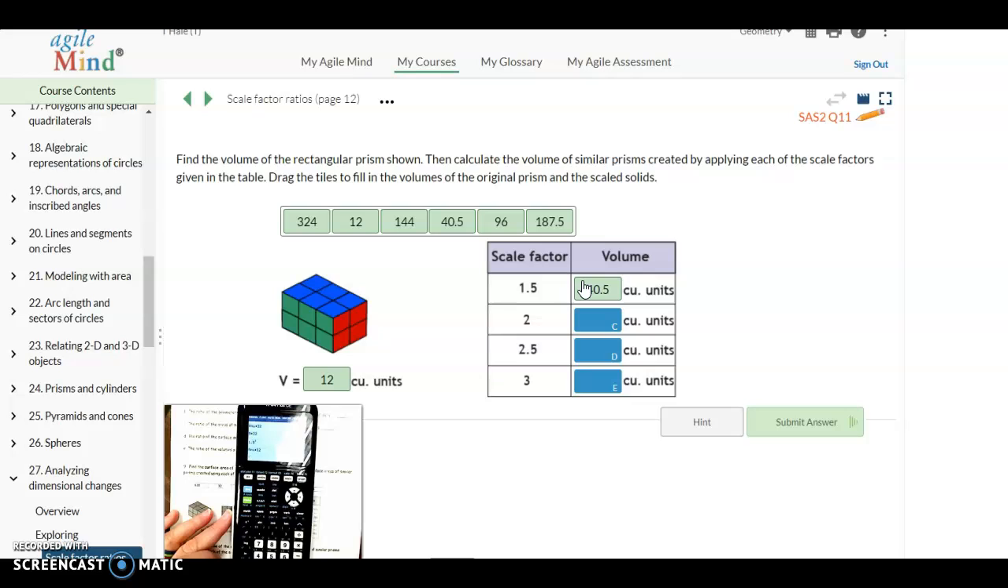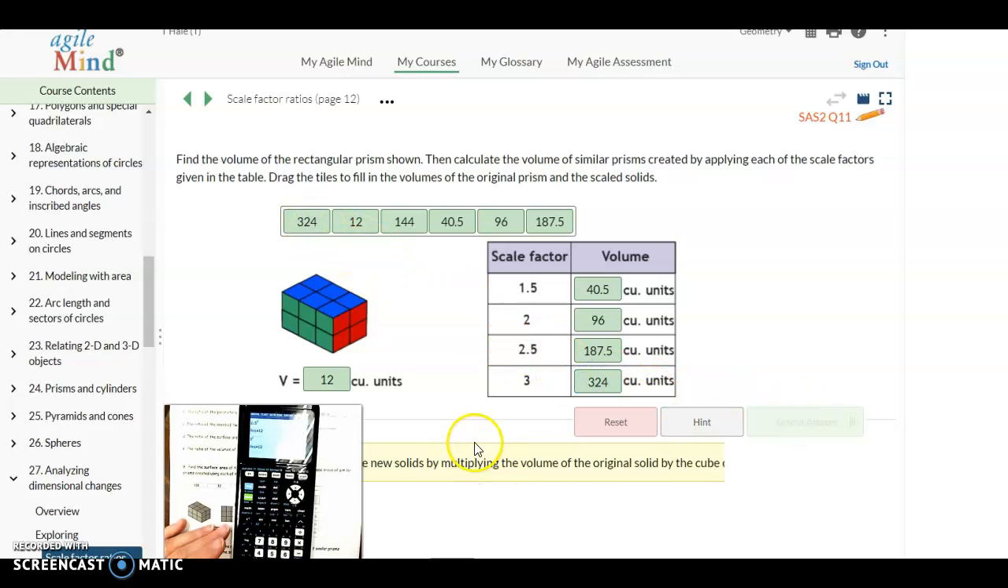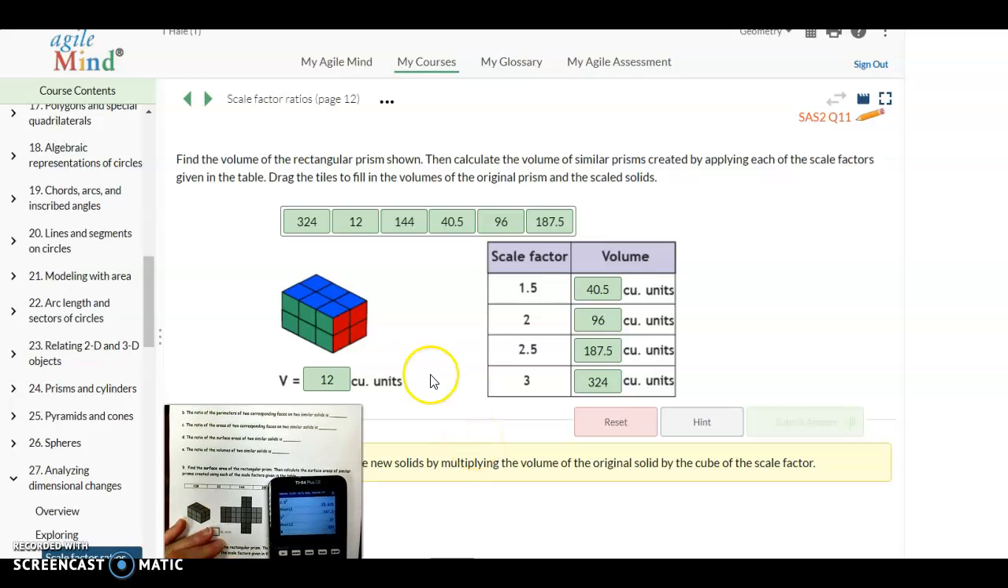So the next time my scale factor is 2, I'm going to cube 2, which is 8, and multiply 8 by my volume of 12. So my new volume is 96. So hopefully you see the pattern here. 2.5 to the third power is 15.625. That's what I'm multiplying by 12. 187.5 is my new volume. And 3 cubed is 27 times my volume of 12 gives me a new volume of 324. Whoops. There are your answers to number 10.